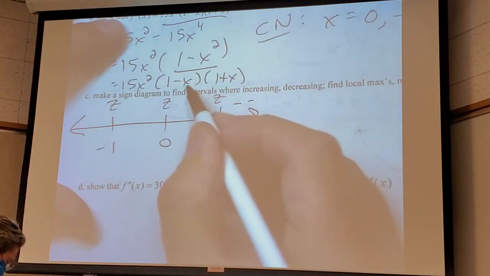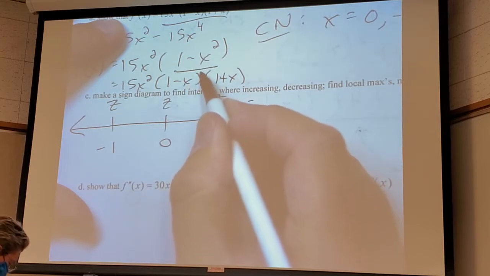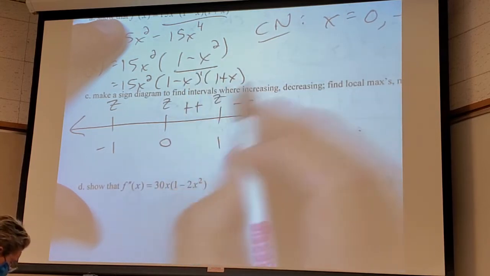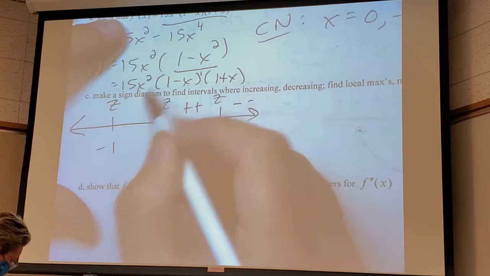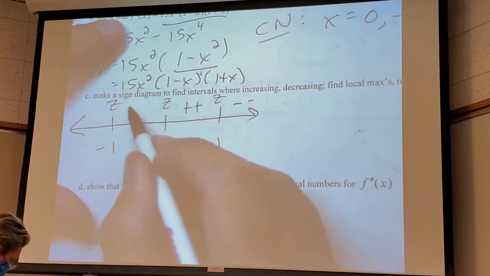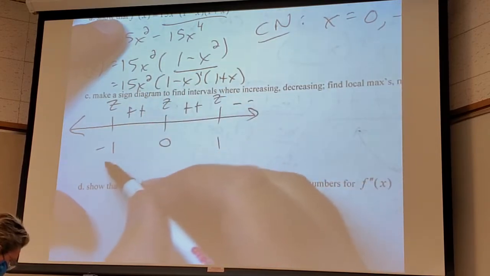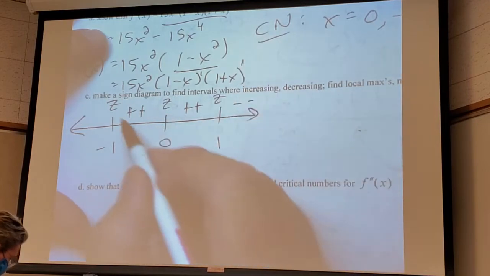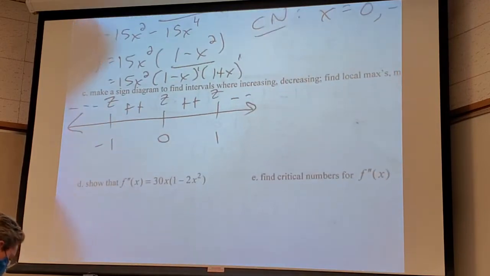1 came from multiplicity odd, right? Multiplicity 1. So it's going to change signs. 0 came from degree 2, multiplicity 2. Signs stay the same. Negative 1 came from multiplicity 1, odd. It's going to change signs. Done. Yay! Quick.